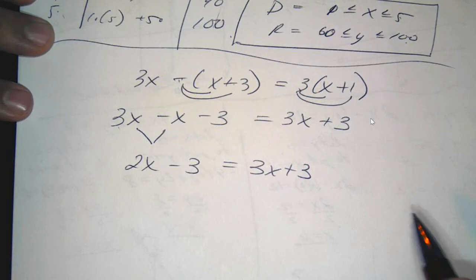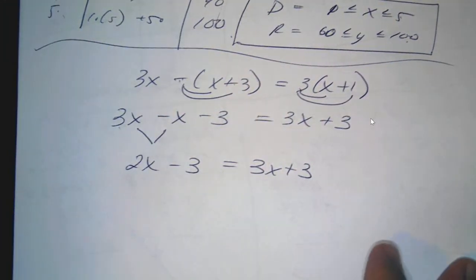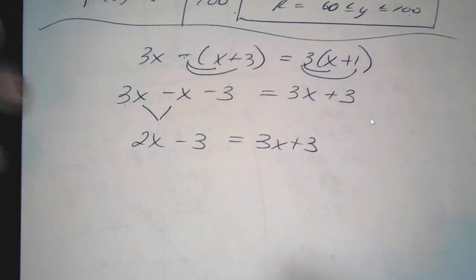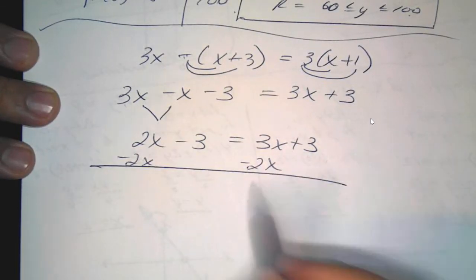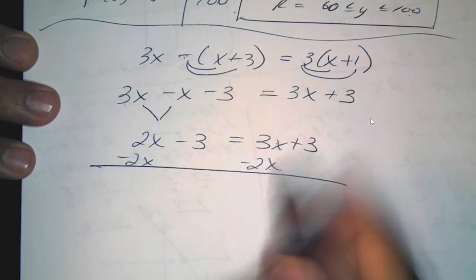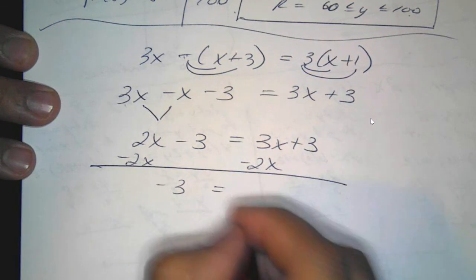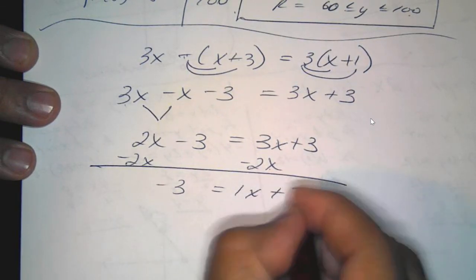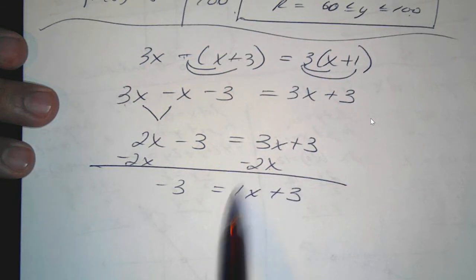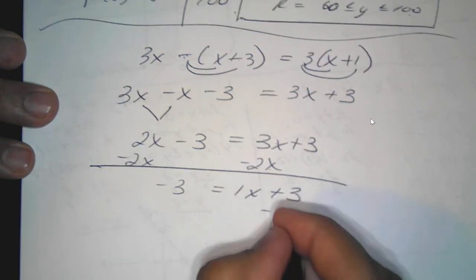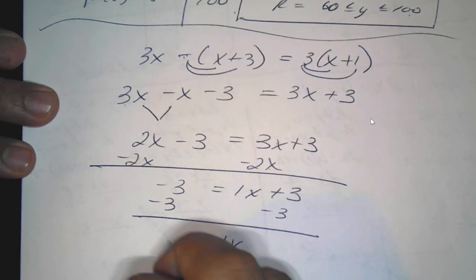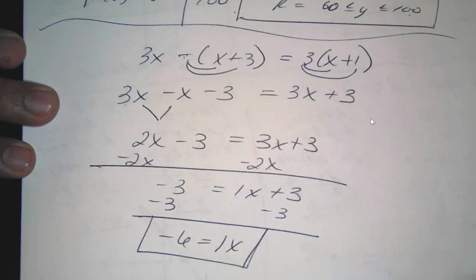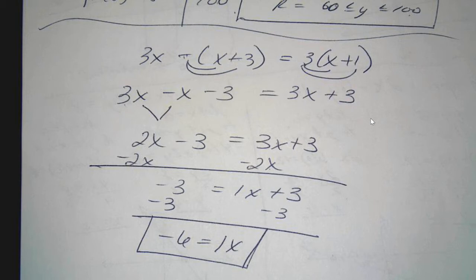Now here, we have variables on both sides. We're trying to move the smaller one. I'm going to take 2x to the other side. I can't combine here because they have the same variable. So I have negative 3 equals 1x plus 3. I have x's on the right side. I'm going to subtract 3 from both sides. So I get 1x equals a negative 6. There it is.